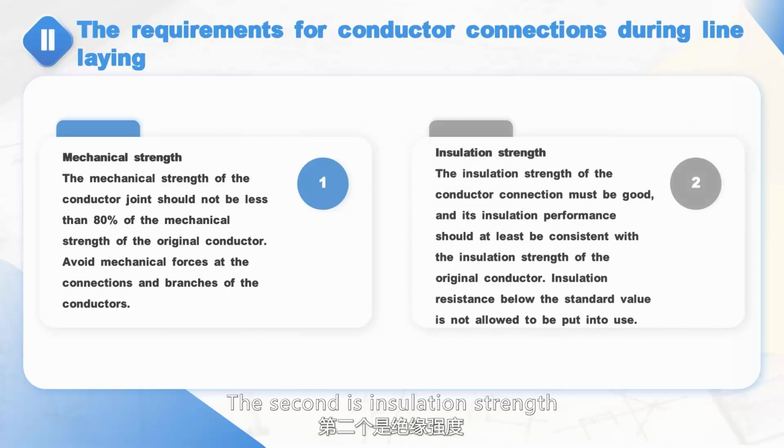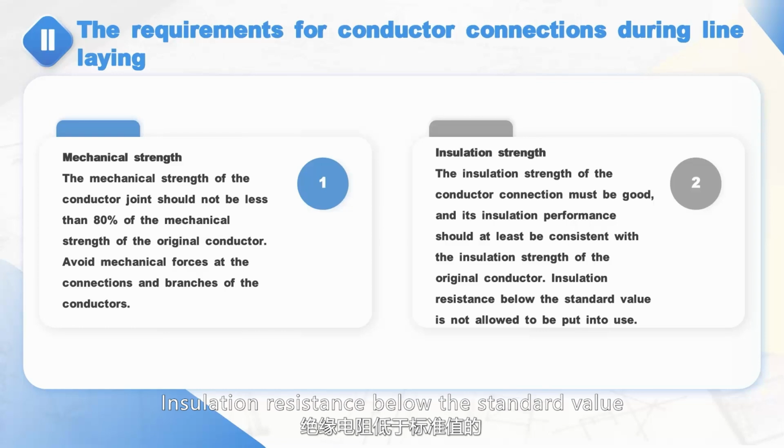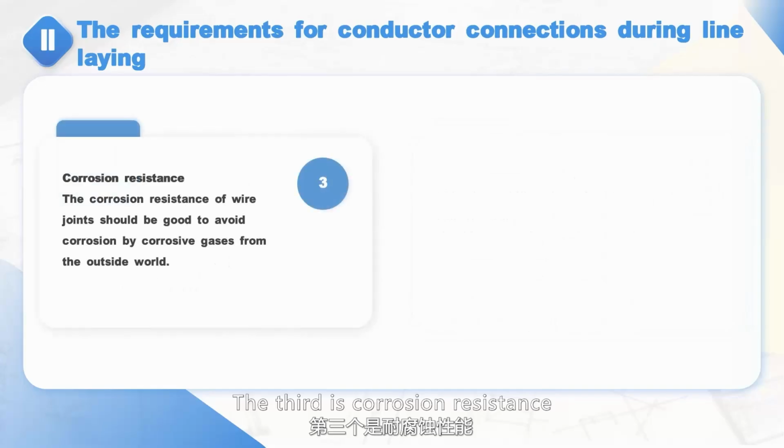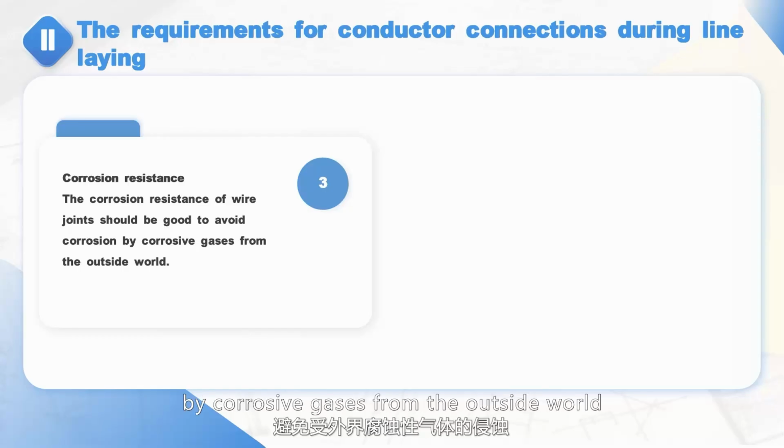The second is insulation strength. The insulation strength of the conductor connection must be good, and its insulation performance should at least be consistent with the insulation strength of the original conductor. Insulation resistance below the standard value is not allowed to be put into use. The third is corrosion resistance. The corrosion resistance of wire joints should be good to avoid corrosion by corrosive gases from the outside world.